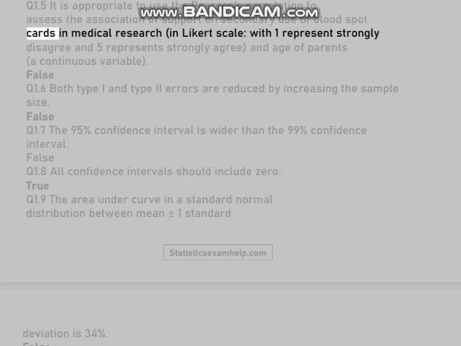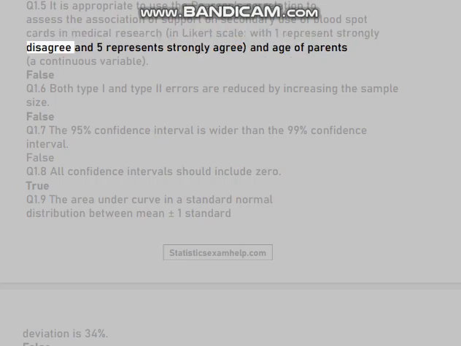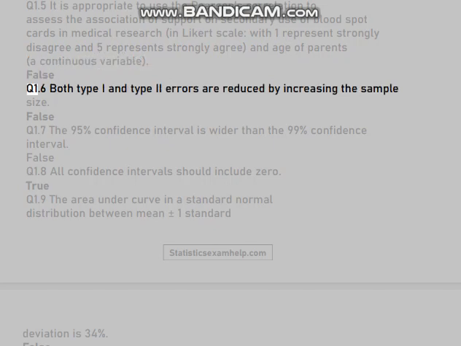support on secondary use of blood spot cards in medical research, in Likert scale, with 1 representing strongly disagree and 5 representing strongly agree, and age of parents, a continuous variable. False. Q1.6 Both type I and type II errors are reduced by increasing the sample size.